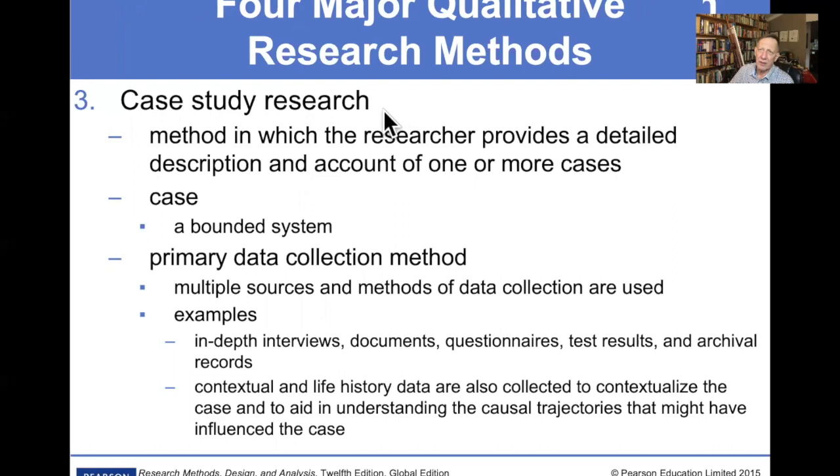Right, the third qualitative method is case study research. Now, case study is usually associated with one case, one person, but it could be a collection of people. You can take the photography club as a case as well. It's a method in which the researcher provides a detailed description and account of one or more cases. A case is a bounded system.